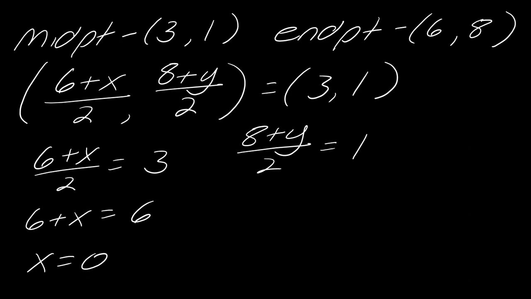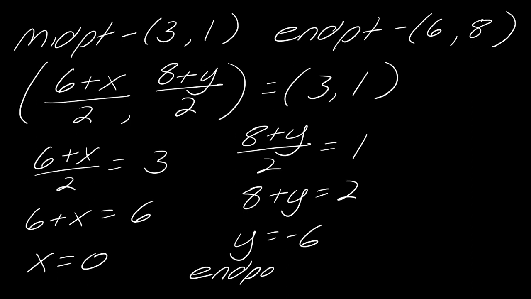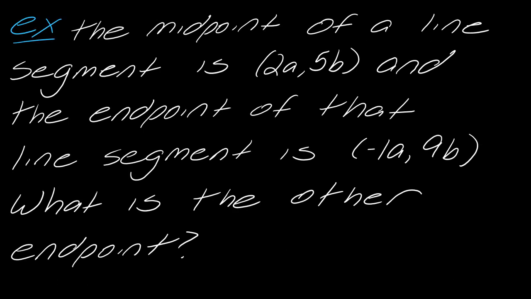And then for this other one, if I multiply both sides by 2, I get 8 plus y equals 2. And so then if I subtract off the 8, I get y equals -6. So my other endpoint will be 0, -6.